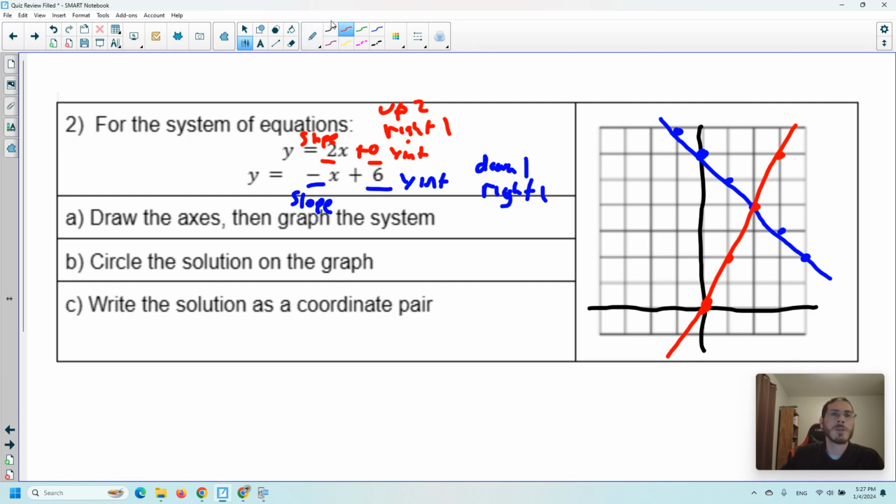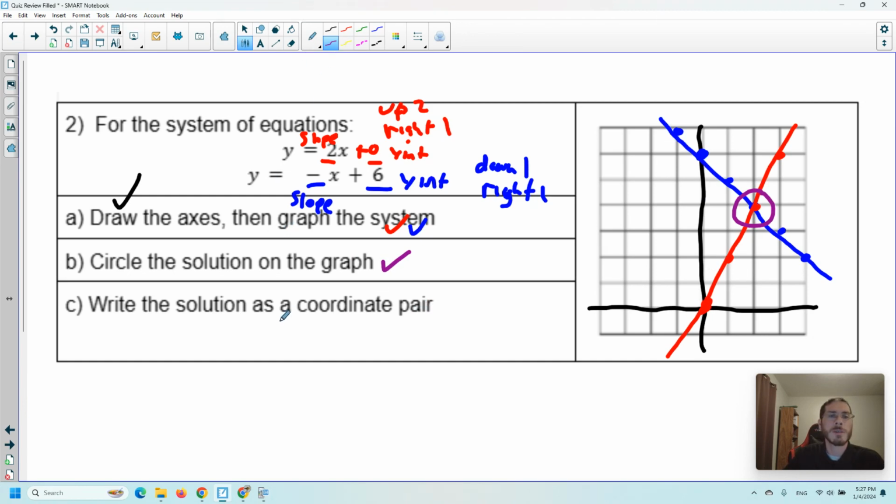All right, so draw the axes. I did that in black. Graph the system. I did that in red, and I did that in blue because I have to do both lines to graph the system. So part B says circle the solution on the graph. So this is just realizing that the solution is where the two connect, realizing that the solution is not any of the intercepts that I would find. So I did that part.